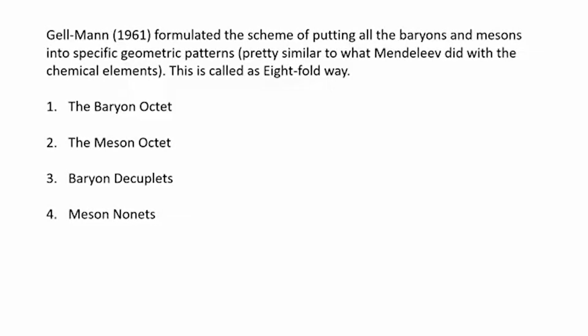As I said earlier, it's very similar to what Mendeleev did with the chemical elements, who, in terms of electronegativities and ionic radii, etc., arranged them in some kind of a table. That table has a rectangular structure, while we have here a hexagonal or a triangular structure. In particular, we will be talking about the baryon octet, the meson octet, baryon decuplets, and meson nonets, and so on.